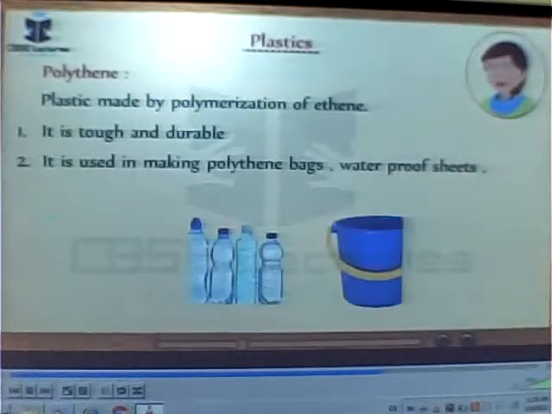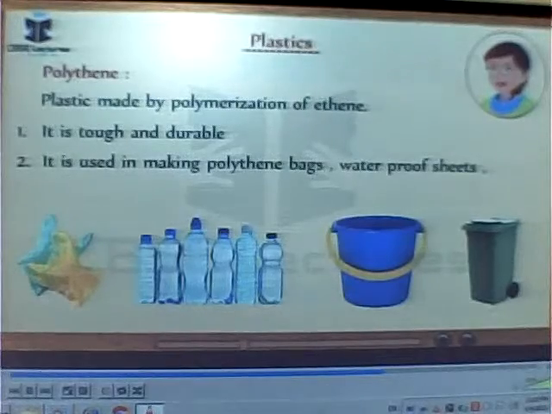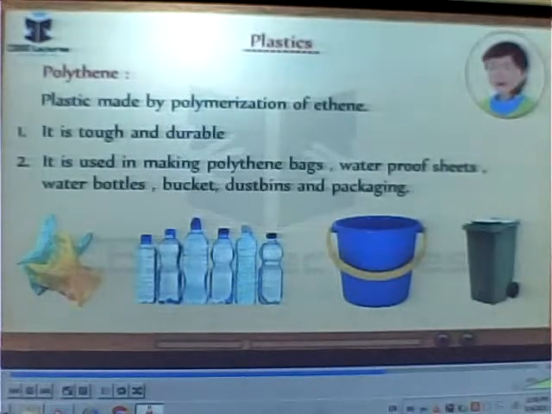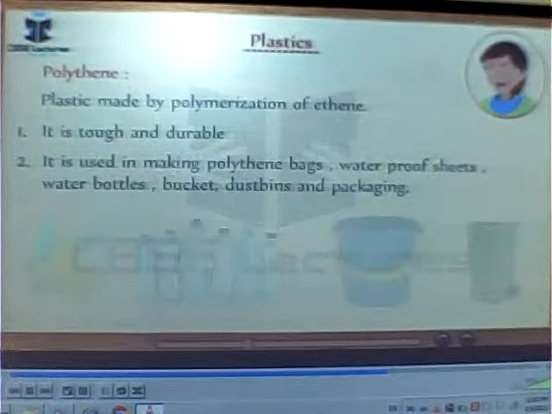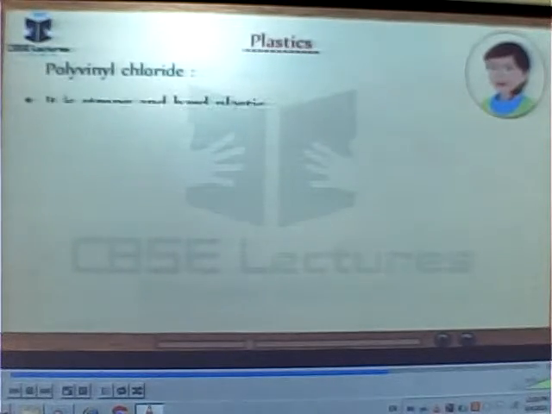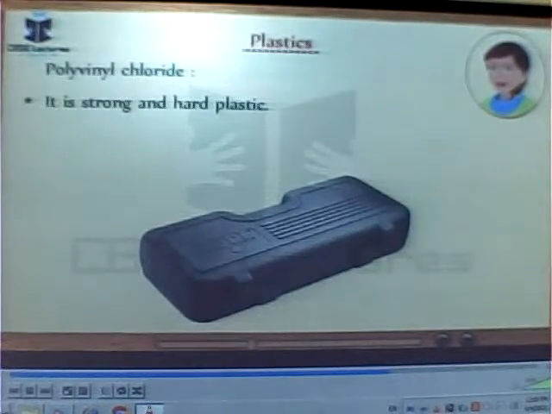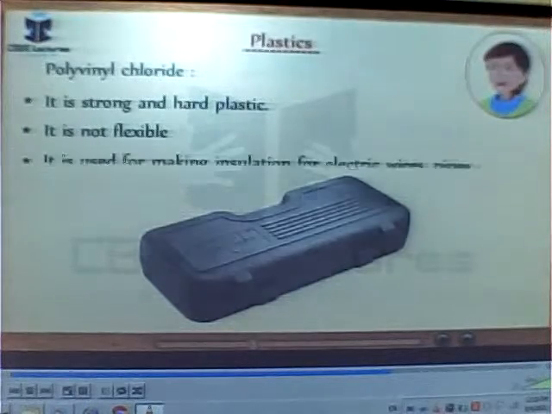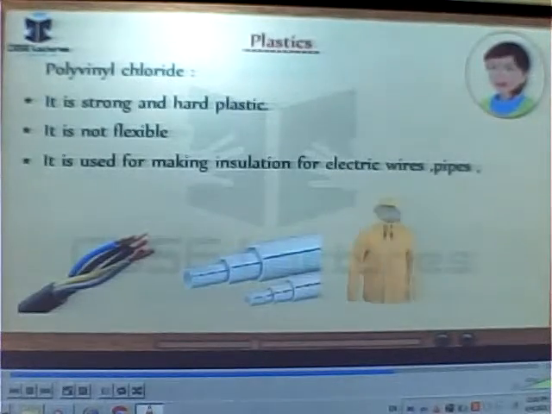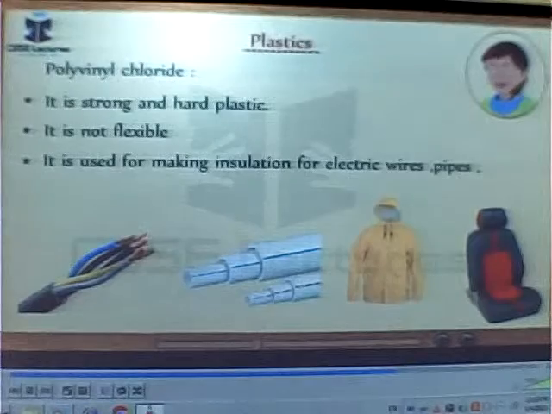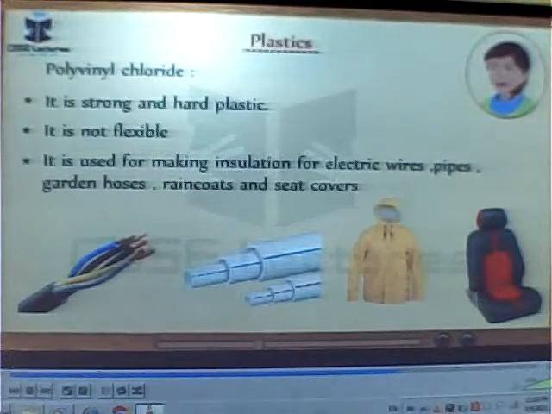It is used in making polythene bags, waterproof sheets, water bottles, buckets, and even dustbins. Polyvinyl chloride: it is a strong and hard plastic. It is not flexible. It is used for making insulation for electric wires, pipes, garden hoses, raincoats, and seat covers.